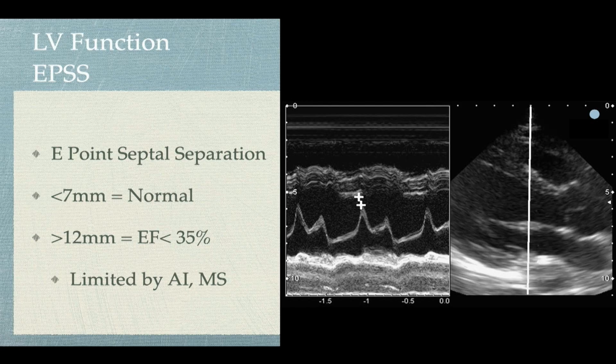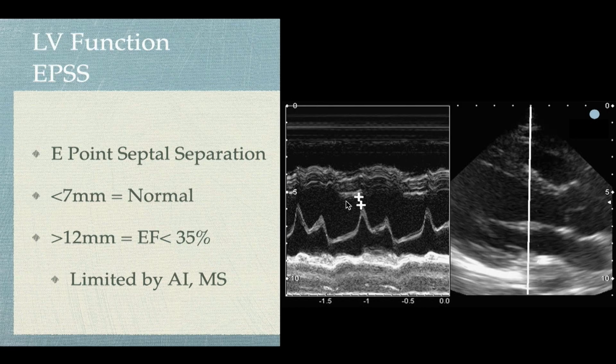But early on, or if you just want to be more specific with your measurement and evaluation, there's several measurements that you can use, going from really simple to much more advanced. I'll just show you a few of those here. So one of the easiest, I think, and really most rapidly performed is just looking at something called E-point septal separation. So as the heart fills, it kind of is dependent on how much of the blood was pumped out during systole as to how much is going to come back in to refill it.